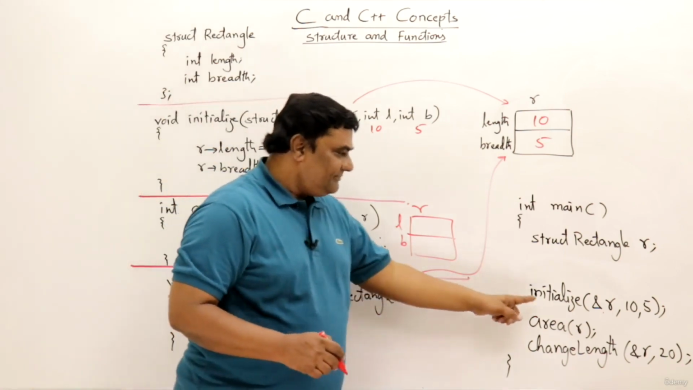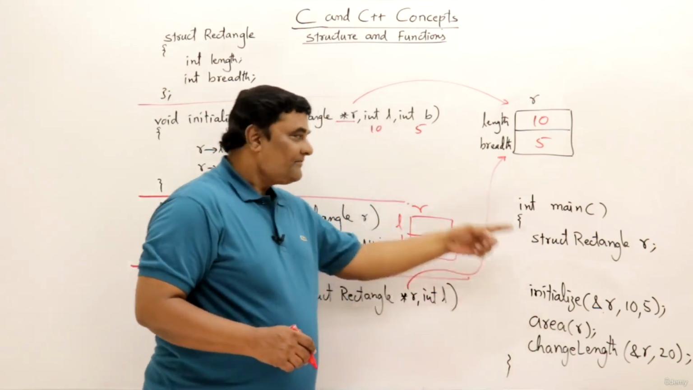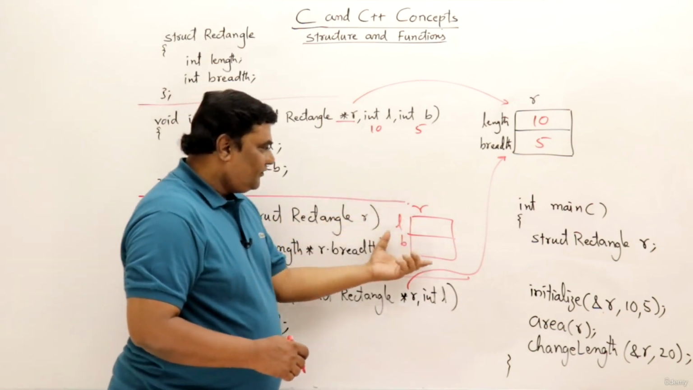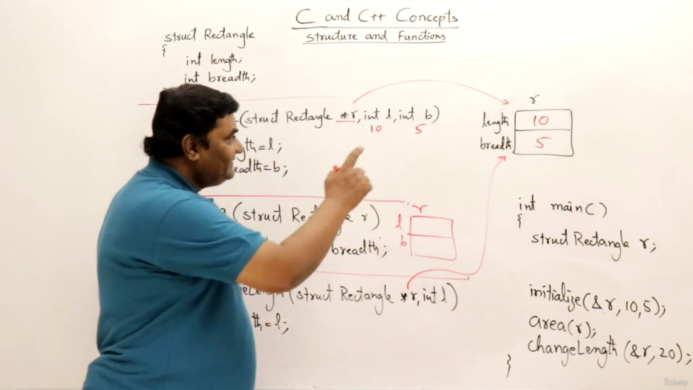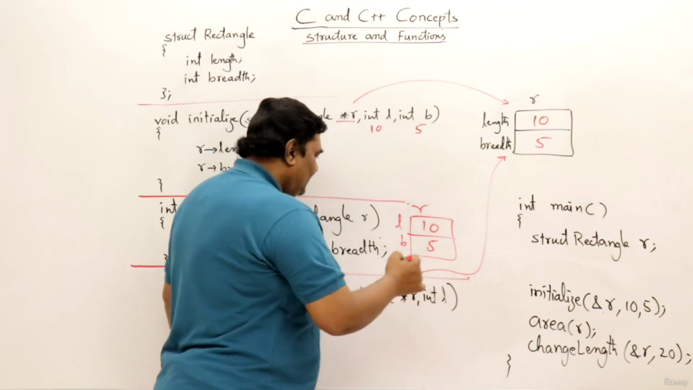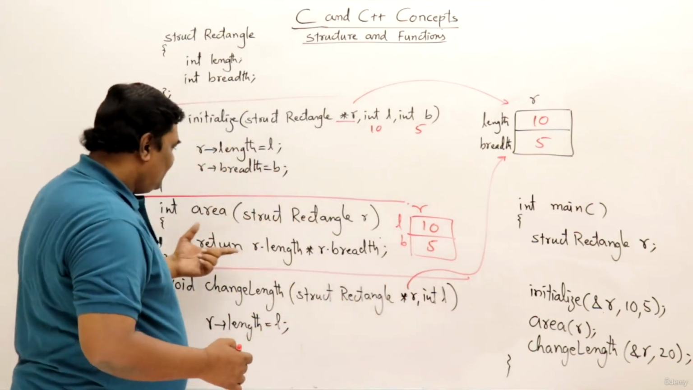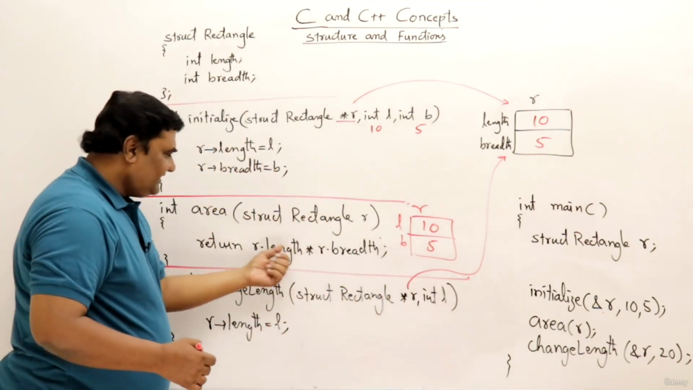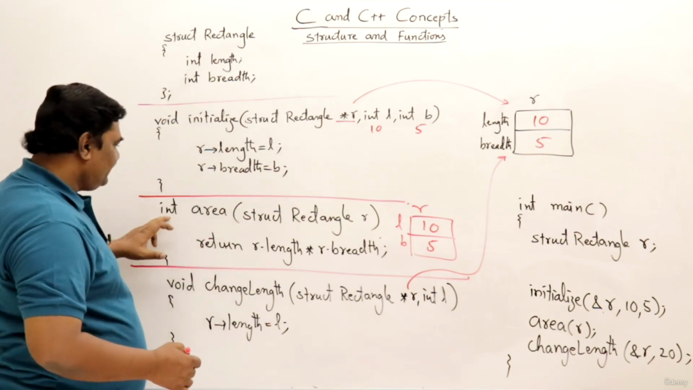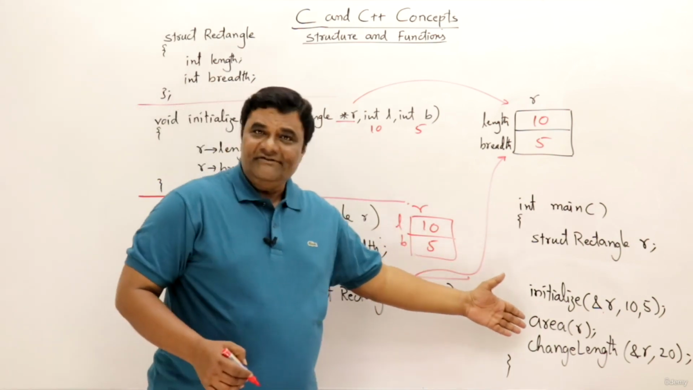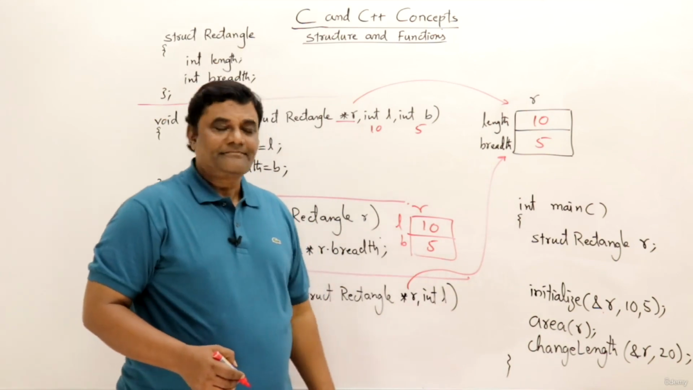And the function returns. It's not returning anything because it doesn't have to return anything, it is just initializing those values. Then back to the main function, call the area function. This is called by value, a new object is created for R, then 10 and 5 are copied, and it is taking call by value, then it is calculating length into breadth, the area, and returning. So it returns an integer type, but I am not using that value, I just call the area function.